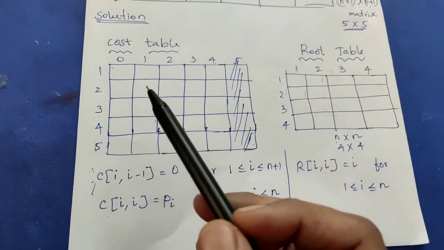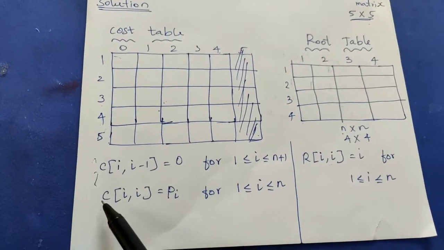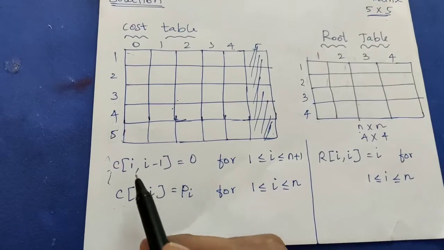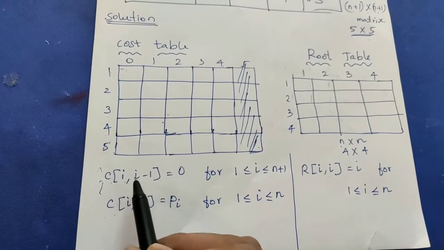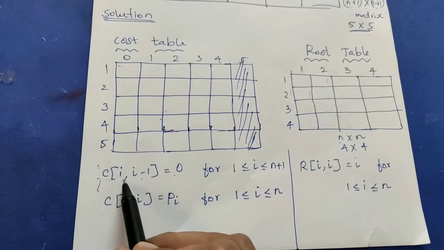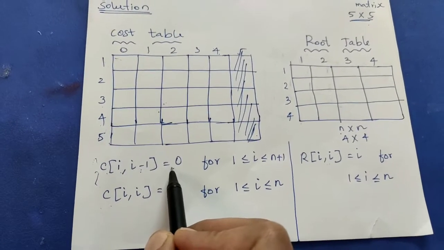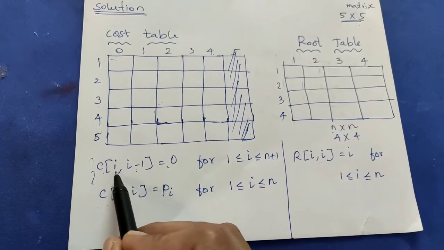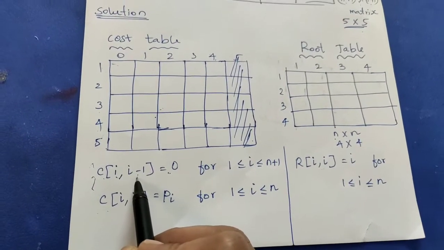Let us fill this cost table initially using these two formulas. That is, the first formula is C of I comma I minus 1 should be 0. C of I comma I minus 1 should be filled with 0. So I is nothing but the row number, I minus 1 is nothing but the column number.